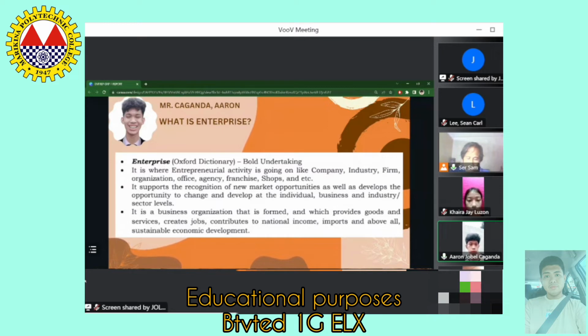Yes, go ahead. So, what is enterprise? Here are some of the definitions of enterprise. According to the Oxford Dictionary, it's a bold undertaking. In other words, ang ibig sabihin ng enterprise is the overall courage, energy, or boldness na tagline natin in risking or attempting such thing.